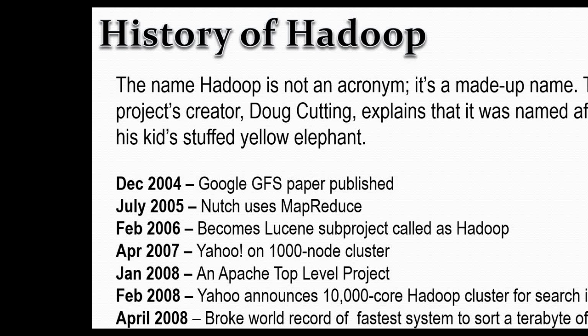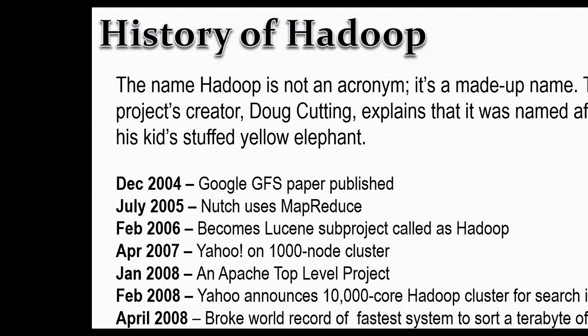In April 2007, Yahoo first launched their 1,000-node cluster for Hadoop, and in 2008 it became an Apache top-level project. In February 2008, Yahoo announced a 10,000-core Hadoop cluster for search index. That was one of the major revolutions in the big data industry. After 2 months, it broke the world record for the fastest system to sort a terabyte of data. Using a 910-node cluster, Hadoop sorted 1 TB in 209 seconds, just under 3.5 minutes. So it was a record.